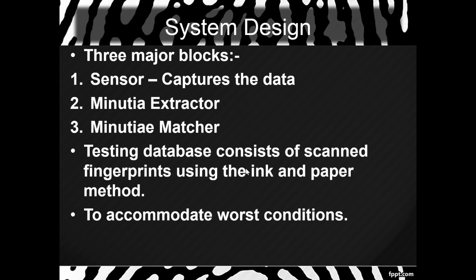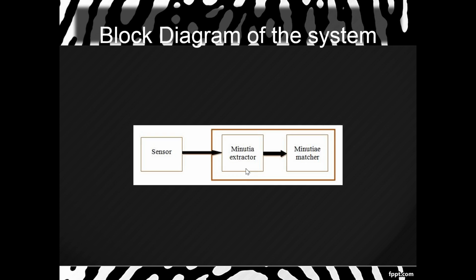basically that means. The minutiae matcher tests the database consisting of a large number of fingerprints for a particular fingerprint to find the correct match. So, to accommodate all the worst case conditions and pessimistic scenarios, our testing database consists of scanned fingerprints using the ink and paper method. This way, no matter how bad the images are, there is a very high possibility that the match is found.